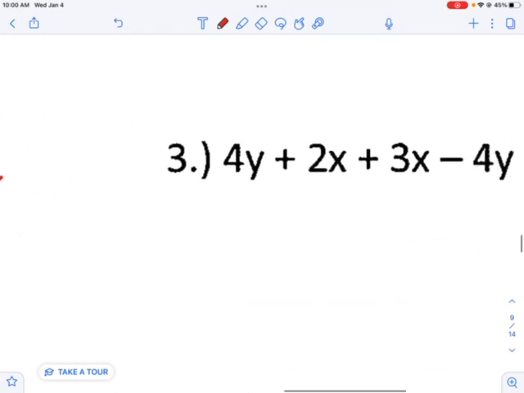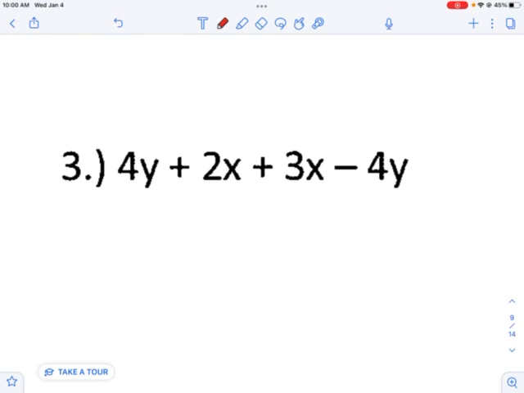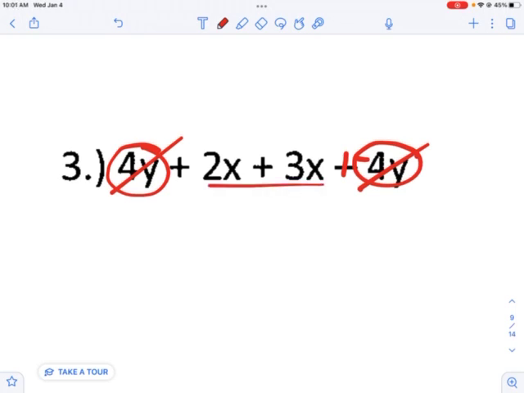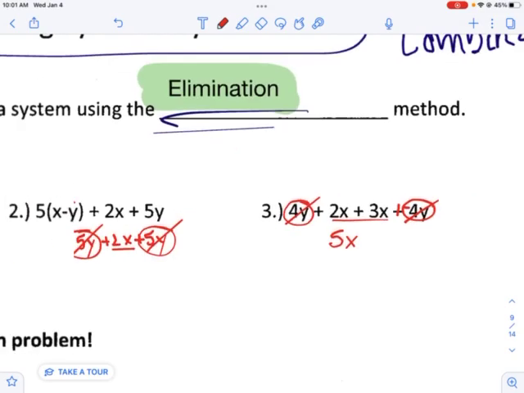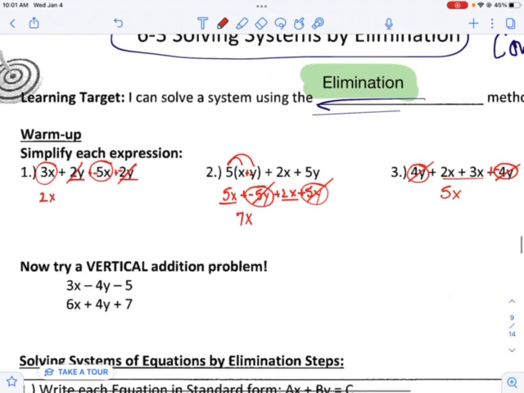And then, last but not least, I have 4y plus 2x plus 3x minus 4y, 2 pencil mark trick. All right, what can I combine here? Well, I got 4y and negative 4y. Hopefully you just cross them out because they can be eliminated. And 2x plus 3x gets us 5x. So that warm-up, in the fact that we were able to eliminate terms, will help us with this notes section of solving systems using that elimination method.